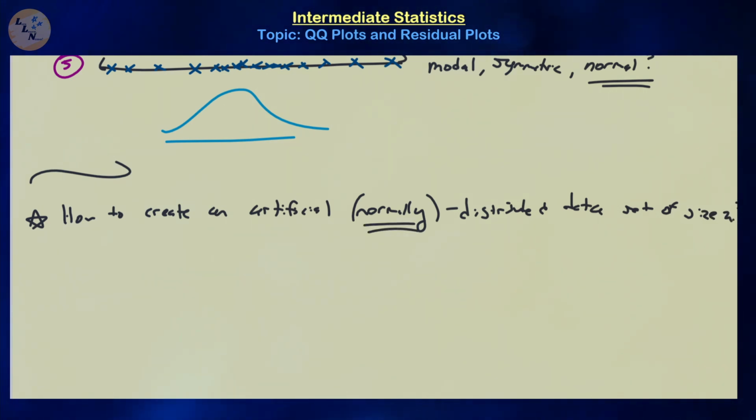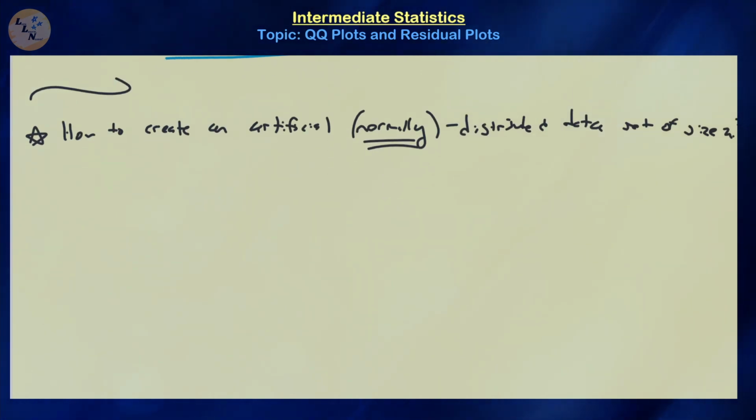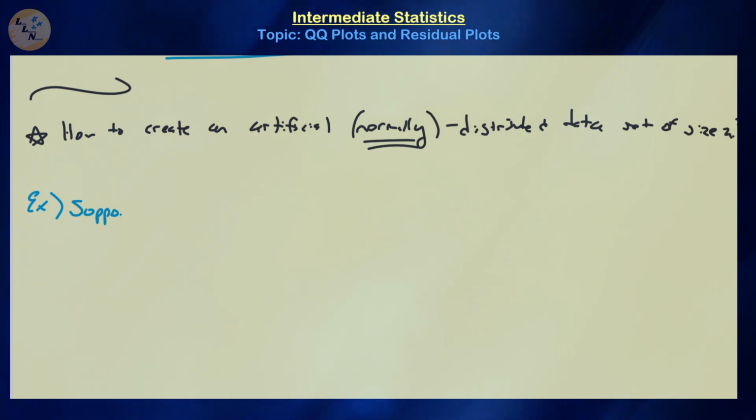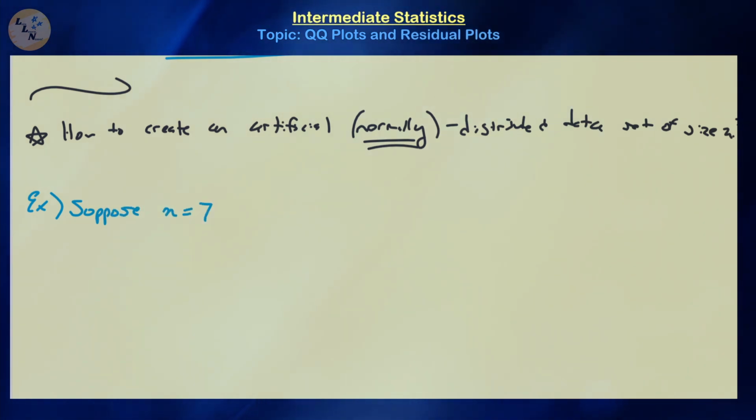And I put normally in parentheses here because technically you can create an artificial any type of distribution data set that you want, and then you can construct what we call a quantile-quantile plot and to sort of see if the distribution follows that artificial distribution. So let's look at a particular example. Let us suppose that we have a sample size of size 7, and we want to see is that data set appearing to come from a normally distributed population.